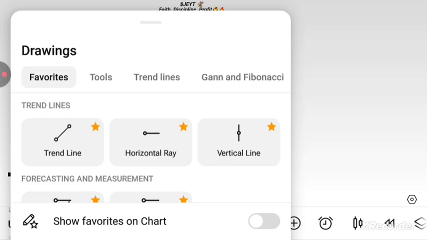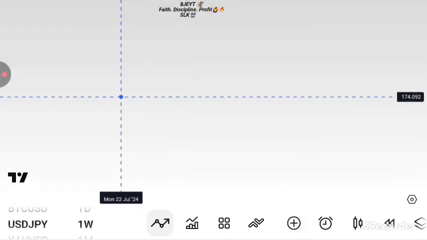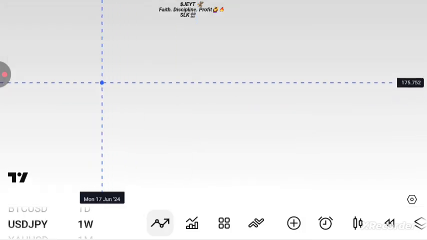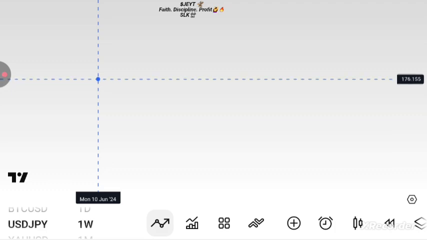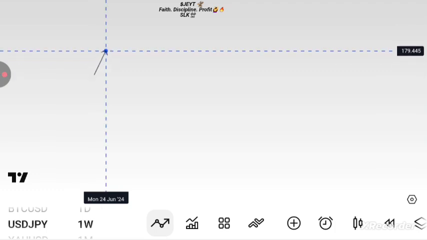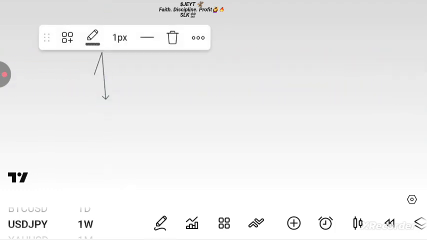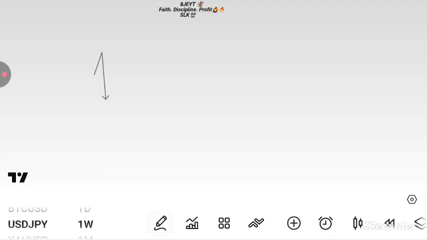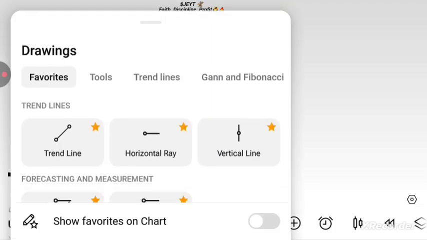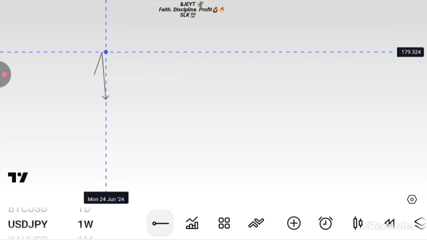Whenever you want to build your bias from the weekly time frame, the first thing you need to do is spot out your key level. In this case, we'll be using an A-shaped key level that is used for sales. All right, for instance, you spotted your A-shaped key level, right? Then you mark it out.